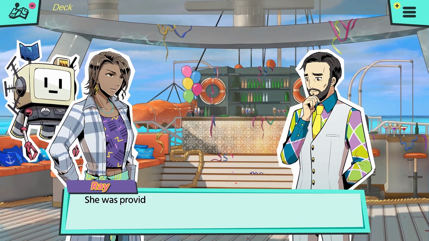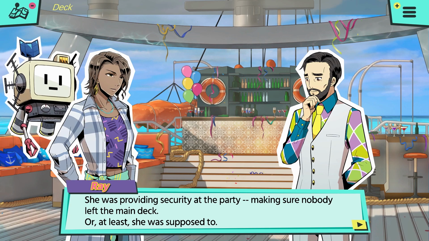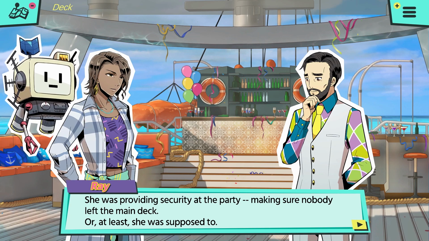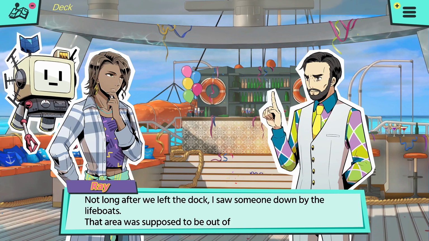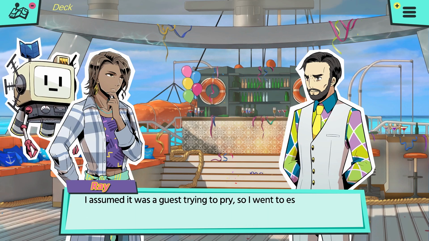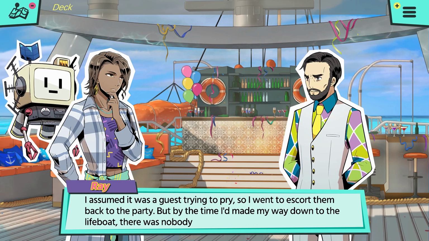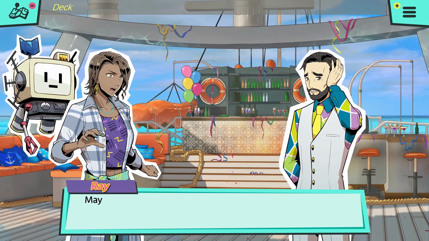How did you know the victim? She was providing security at the party, making sure nobody left the main deck, or at least she was supposed to. This is coming right out of her paycheck. What do you mean by that? Not long after we'd left the dock, I saw someone down by the lifeboats. That area was supposed to be out of bounds. I assumed it was a guest trying to pry, so I went to escort them back to the party, but by the time I'd made my way down to the lifeboat, there was nobody there. That must have been the killer! Maybe.